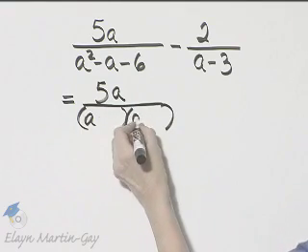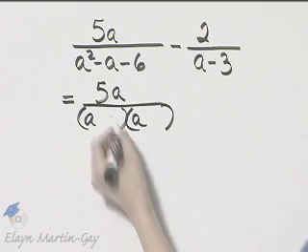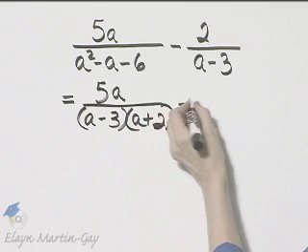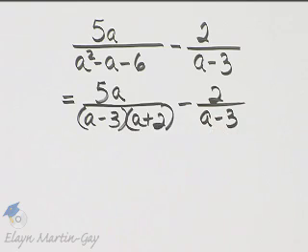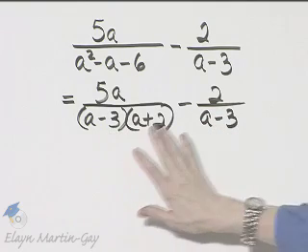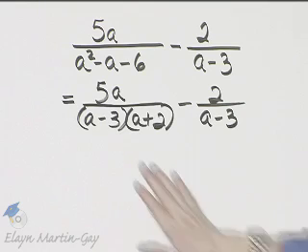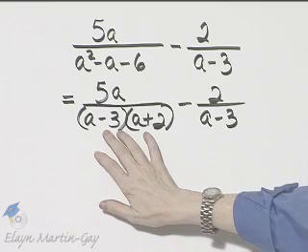I'll have (a)(a), two factors of -6 whose sum is -1. That would be -3 and +2. Always make sure you check me by multiplying. And now look at these factors. What would be the least common denominator? It would be this denominator, (a - 3)(a + 2).